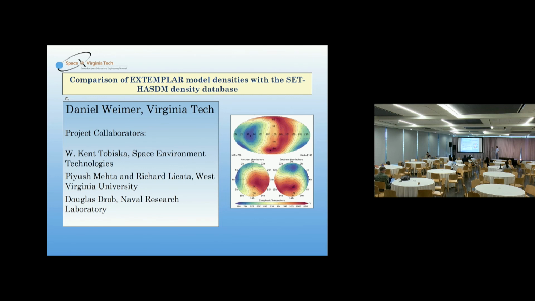The basic premise here is we have a new model, or rather Dan has a new model that he's developed with the team, which he calls EXTEMPLAR. There are several different versions that have been developed. We are developing an enhanced machine learning version at West Virginia University, and I think that's published too. But essentially here, we are comparing it with the recently released SET-HASDM database. We initially started by calling this a validation because, as we know, HASDM is the operational standard. But HASDM has its own limitations too, so we decided to change it from validation to comparison.